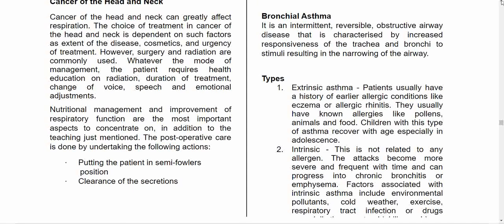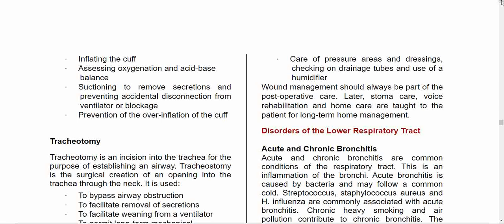Another very important thing is care of pressure areas, dressing, checking on the drainage tube, and use of a humidifier. Wound management should always be part of the post-operative care. Later, stoma care, voice rehabilitation, and home care are taught to the patient for long-term home management as well.